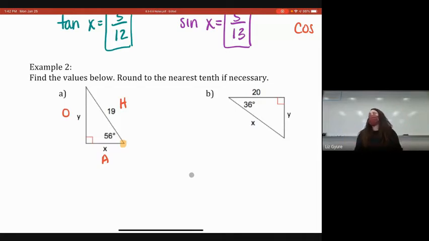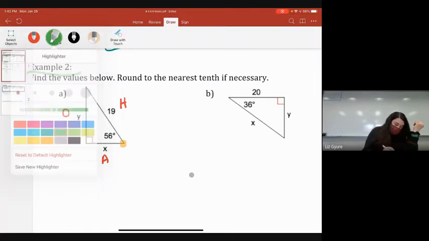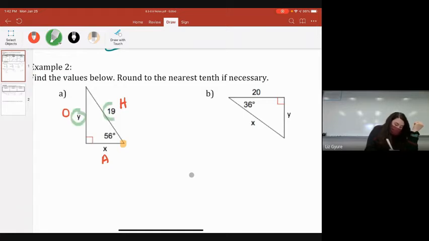I would say pick a place to start. Let's say you want to find y. That is the opposite, right? So I'm trying to find the opposite, and the only side length I know in this picture is the hypotenuse. If I want to find the opposite, but I'm given the hypotenuse, do you think I should use a sine ratio, a cosine ratio, or a tangent ratio? Adrian? Sine. Because the sine ratio deals with the opposite and the hypotenuse.